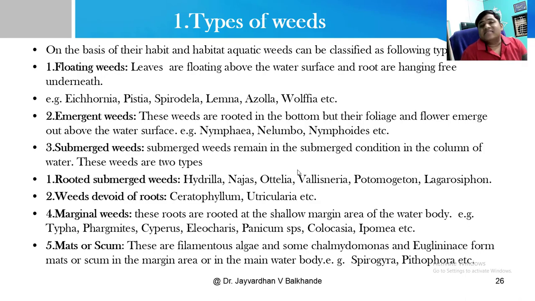Now the next weed is the submerged weed. It remains in a submerged condition, that's why it is called submerged weed, in the column of the water. These weeds are of two types. Number one is rooted submerged weeds, for example Hydrilla, Najas, Ottelia, Vallisneria, Potamogeton, and Ludwigia. These weeds remain submerged in the column of the water. Number two is the weeds devoid of roots, for example Ceratophyllum or Utricularia.